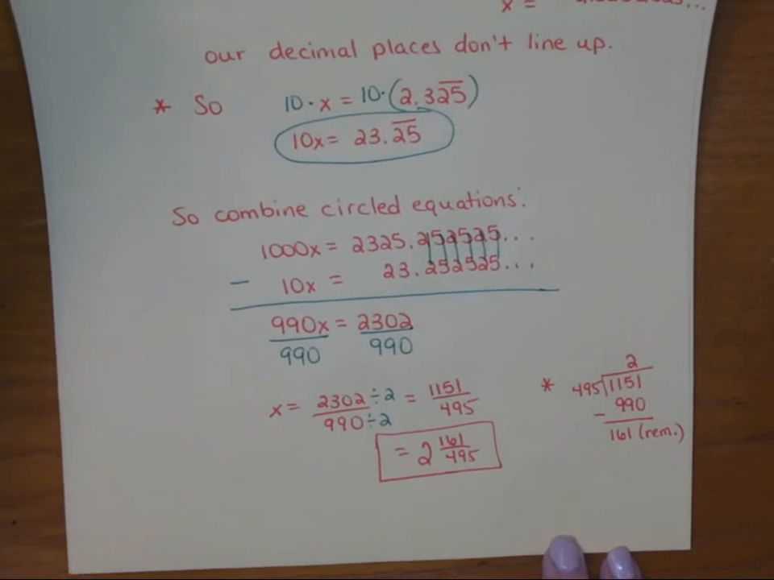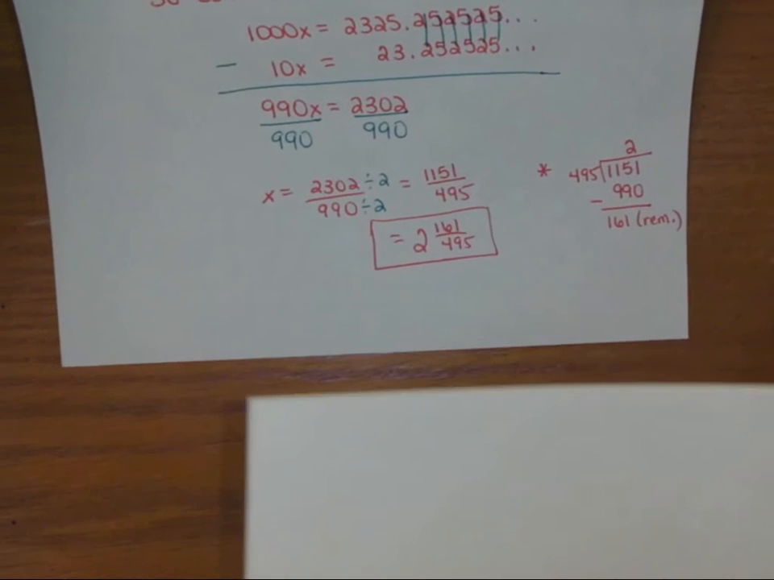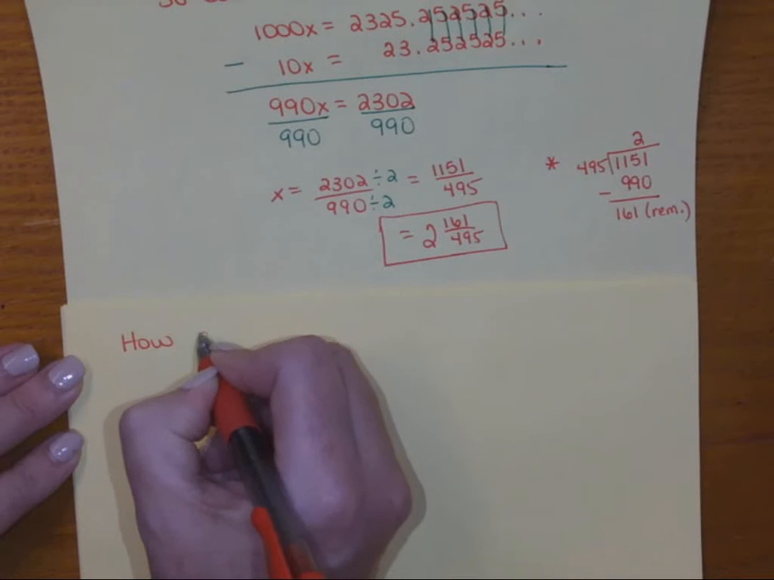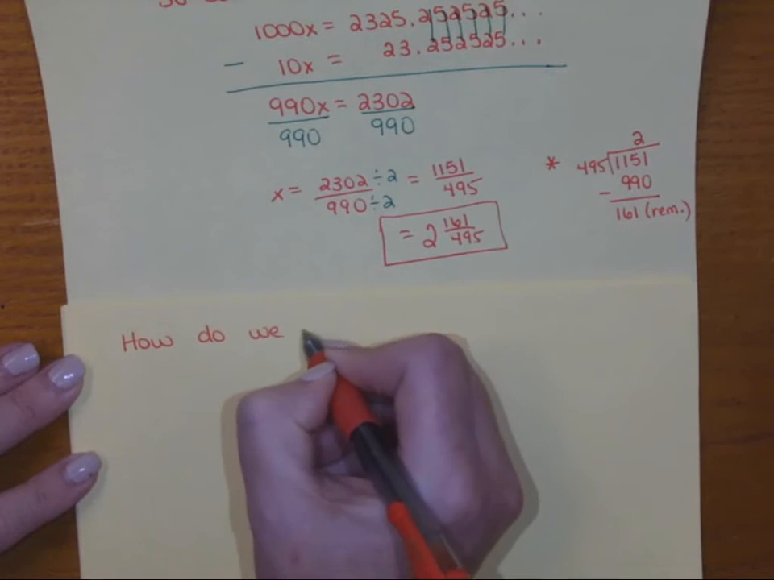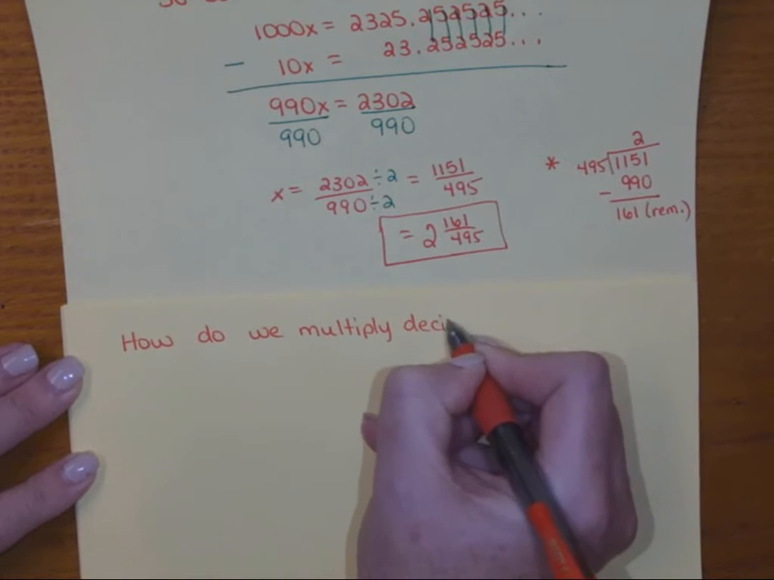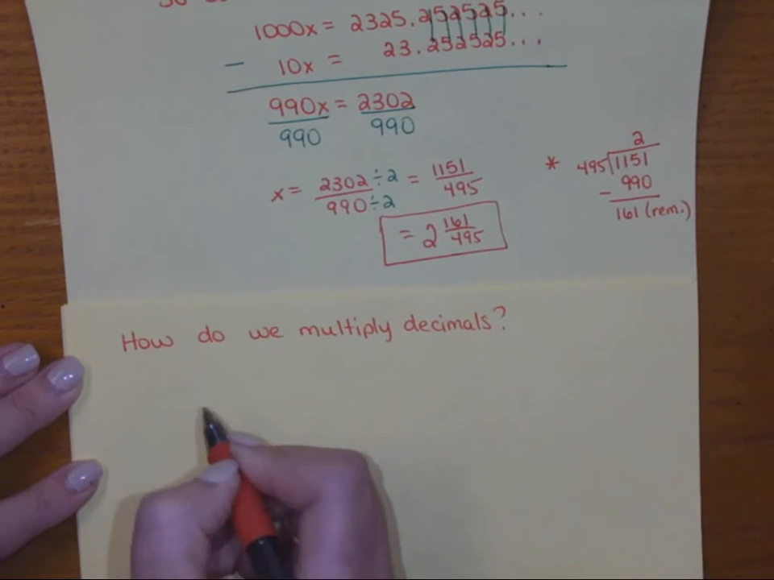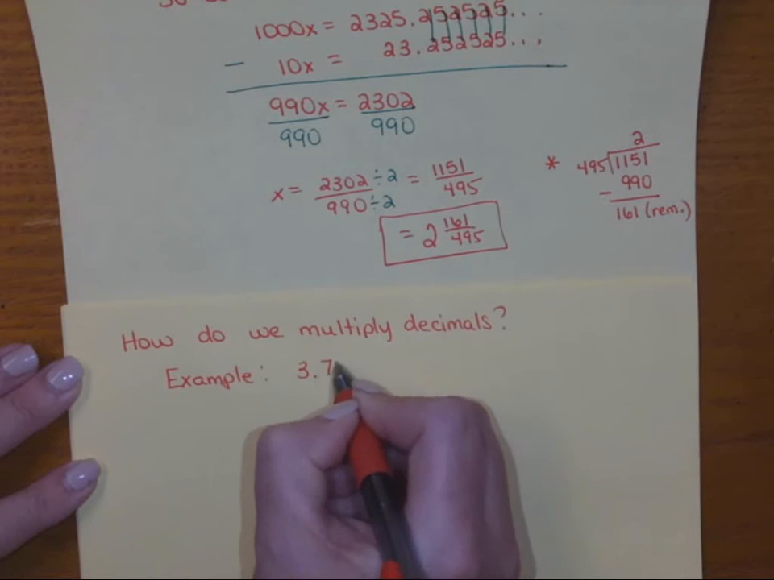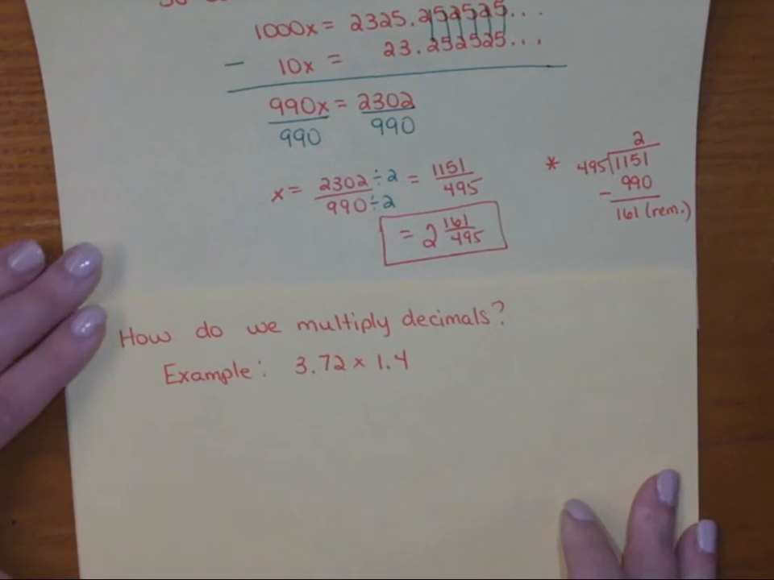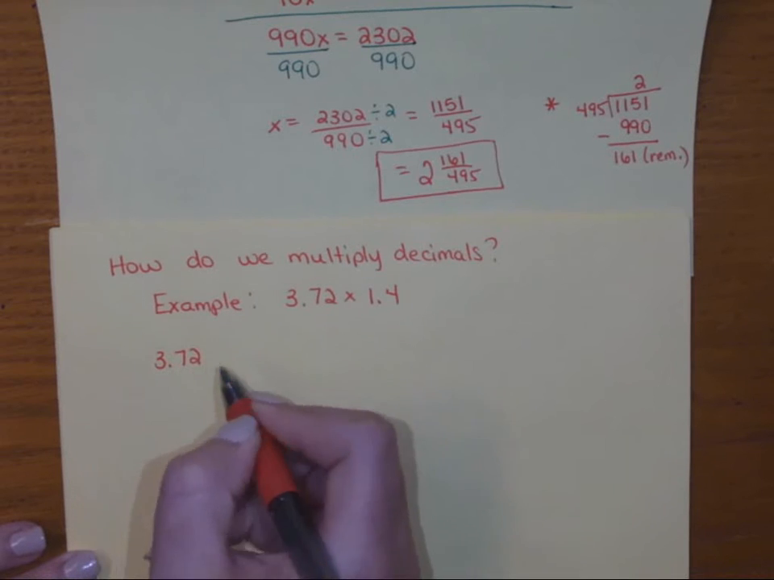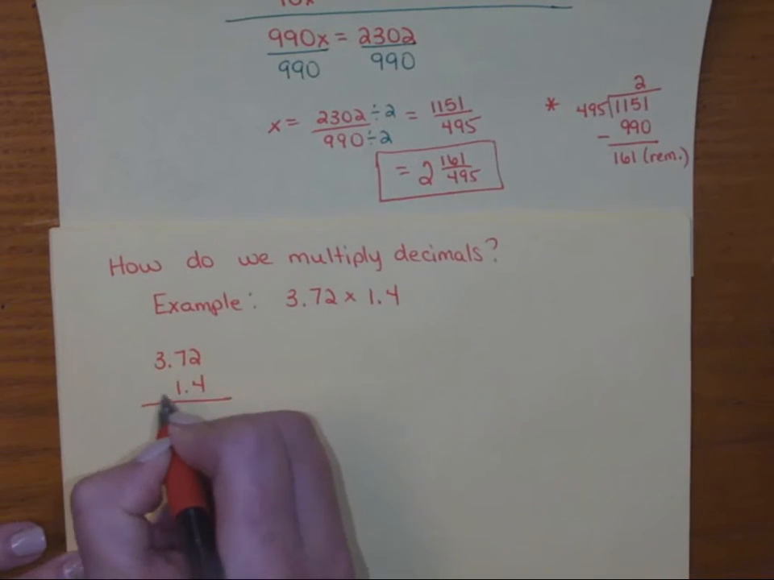Okay, so before we end this decimal lesson, let's look at two common decimal operations and talk about how we do them. So how do we multiply decimals? Let's think of an example: 3.72 times 1.4. How did we used to do it old school, before we had calculators, how did we multiply this by hand? You don't worry as much about the decimal places lining up when you're multiplying.